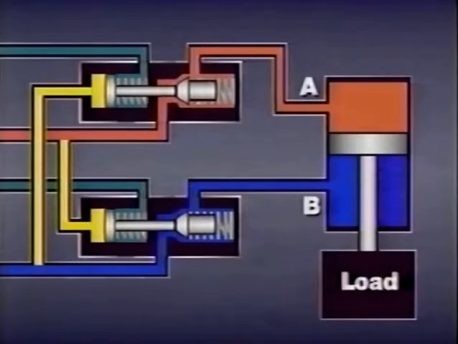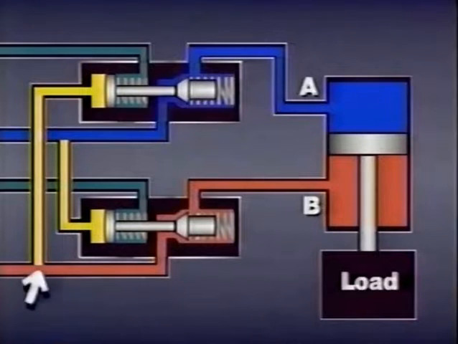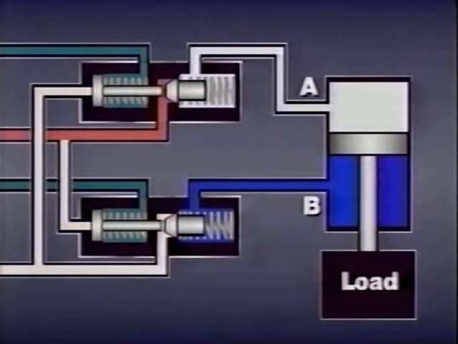For example, a pilot line from line A in this circuit opens the check valve in line B, so fluid can flow out of the cylinder through line B. Similarly, a pilot line from line B opens the check valve in line A, so fluid can flow out of the cylinder through line A. When system pressure is removed, however, the poppets in both check valves reseat and the cylinder stops.